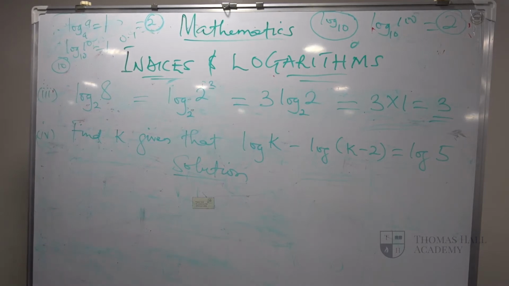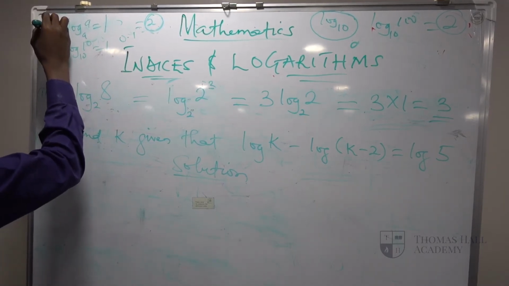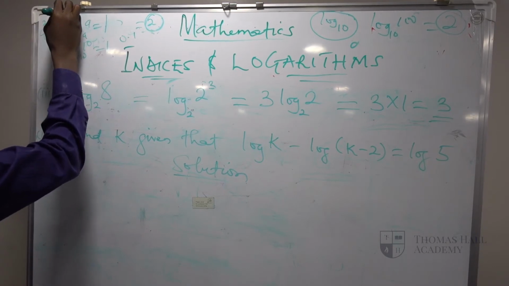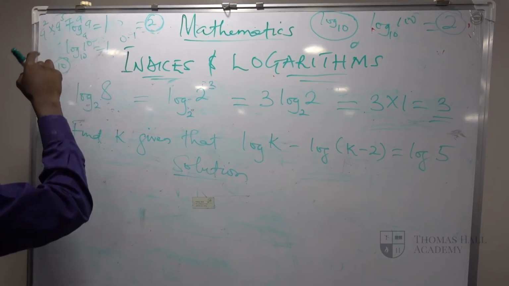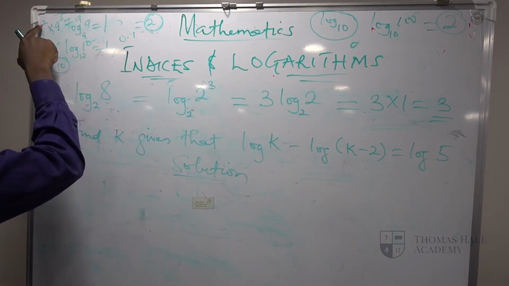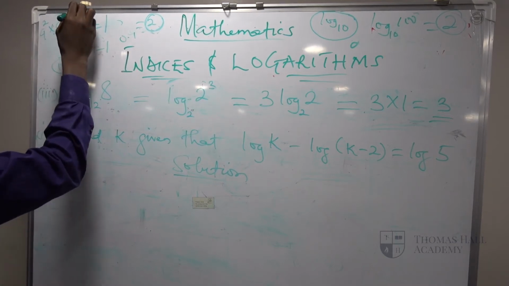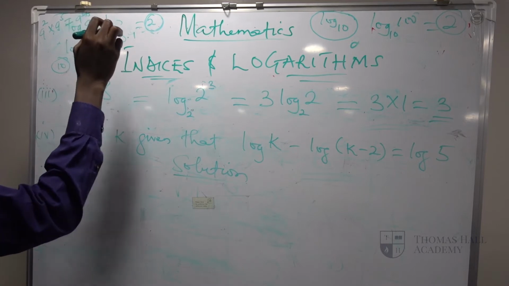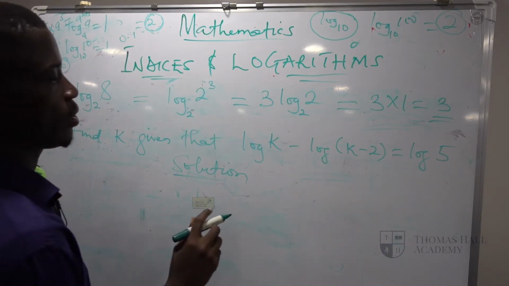Don't forget, in indices, a raised to power 2 times a raised to power 5: the two a's, you pick one, because the bases are the same. The powers now, we add because it is a multiplication sign. It becomes 2 plus 5. When multiplying, you add the powers. When dividing, you subtract the powers. Now, we turn it around a bit.